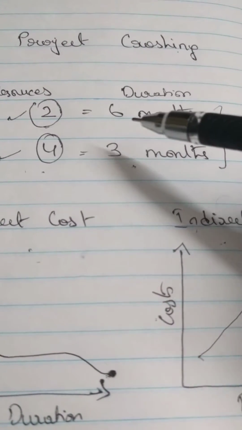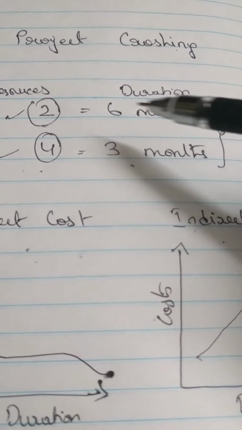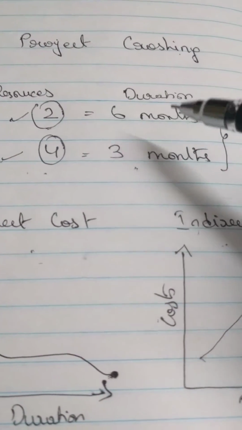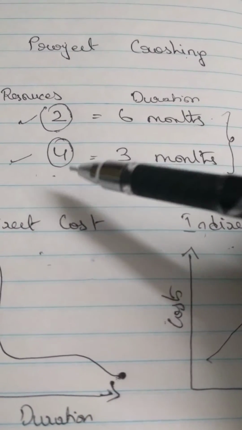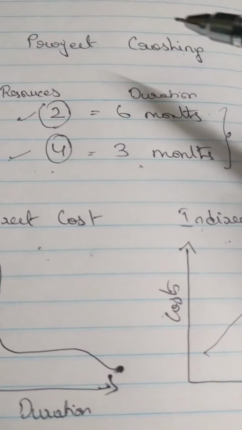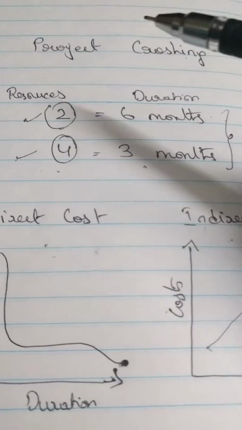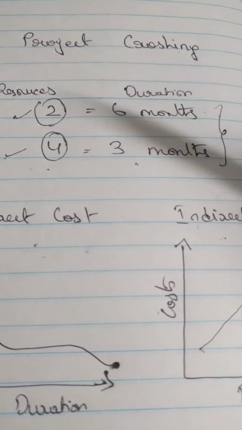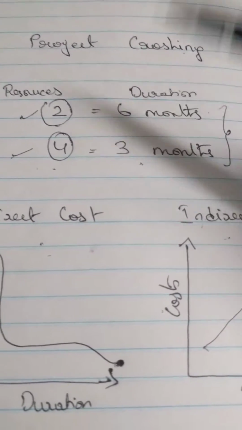So if you're constructing a building with 2 laborers in 6 months, you can finish that building with 4 laborers in 3 months. That's the very basic idea of what project crashing is all about. Simply increase your resources in order to decrease the overall duration of the project.